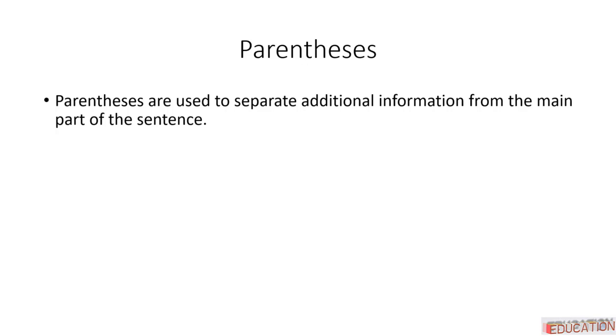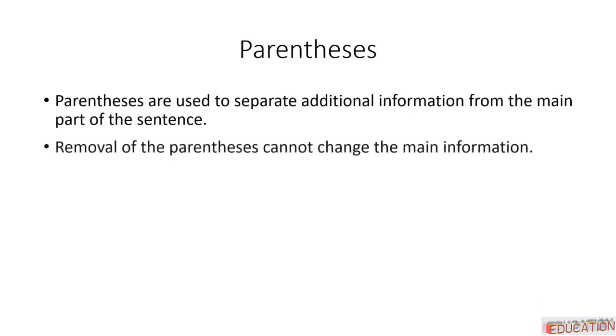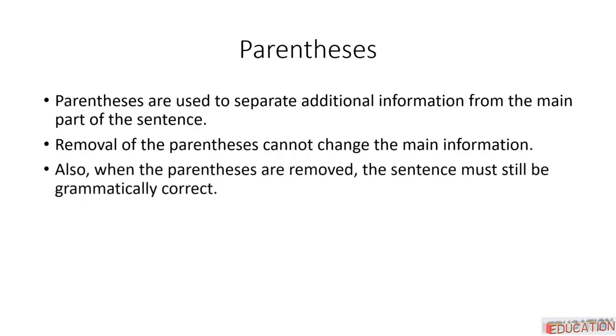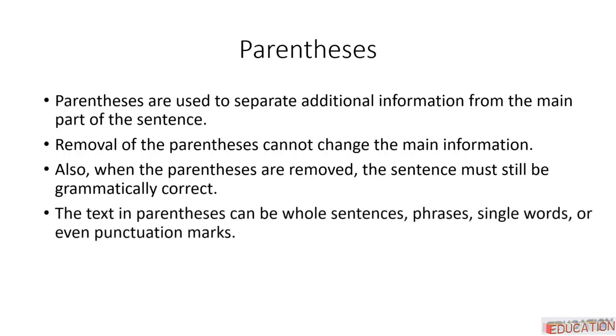So parentheses are used to separate additional information from the main part of the sentence. And removal of the parentheses cannot change the main information. So it's additional, often unimportant details that are in brackets or parentheses. And also when we remove the parentheses, the sentence must still be grammatically correct, and this is important. And the text in the parentheses can be anything from whole sentences to phrases, single words, or even single punctuation marks. And we'll see examples of these.